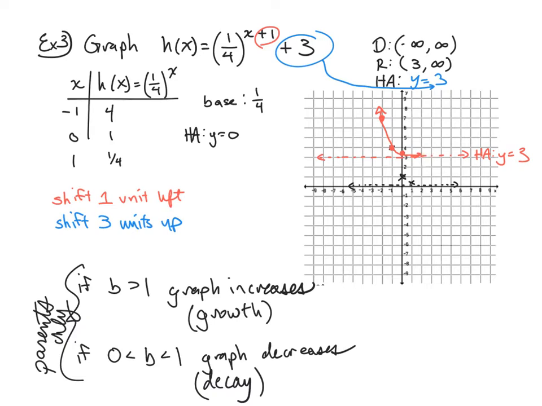Again, in the previous 2 slides, the base was bigger than 1. 2 examples ago, the base was 3. Last example, the base was e, and both of those had this shape that looked something like this, going up left to right, whereas decay would be going down left to right.